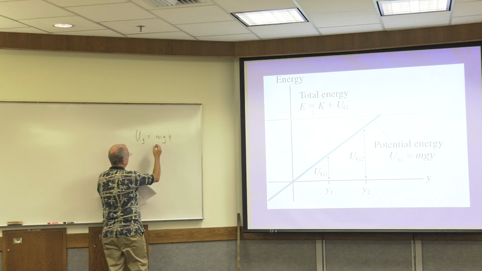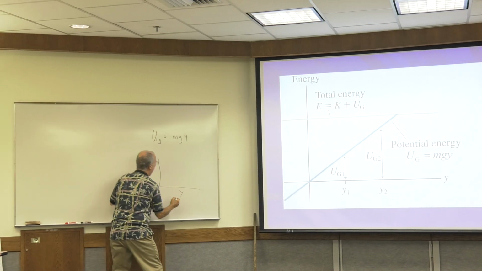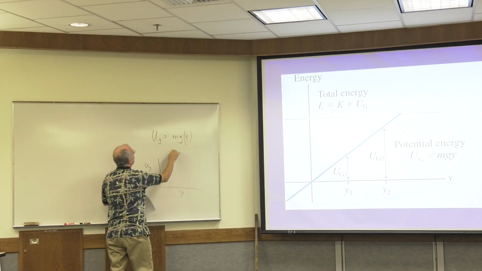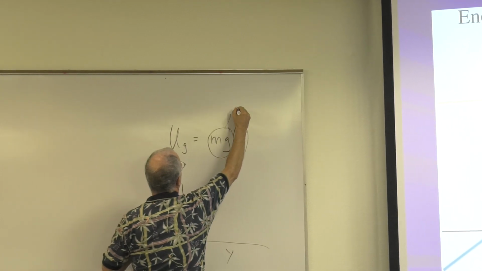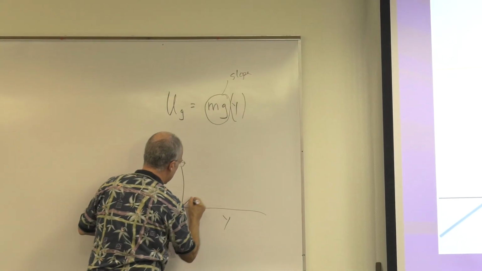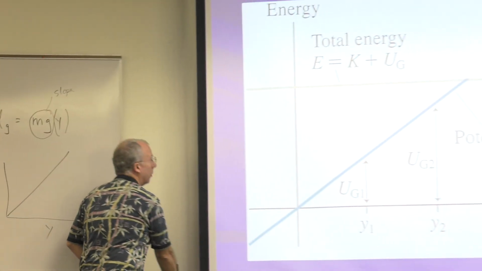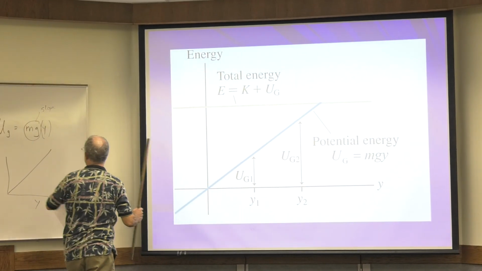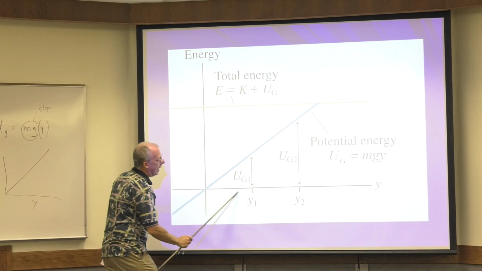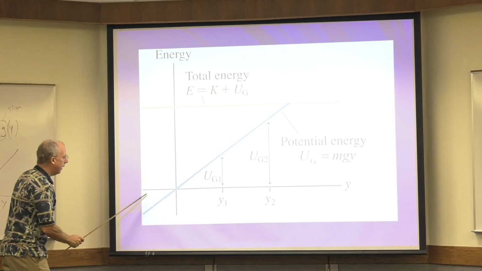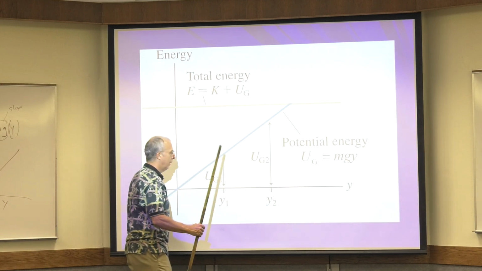So if we're going to make a graph of ug versus y, well, this is a straight line, right? This is a straight line where this is the slope. So we just get a straight line. All right, so that's what we have here. This is energy. It's not just potential energy, it's also kinetic, right? So this is energy, kinetic plus potential. And this is the height, or the y. And again, this is just ug equals mgy.